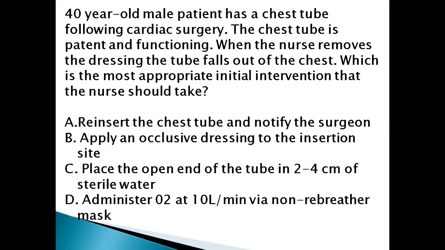So what will be the intervention initially? First, what do they have to do? Option A: reinsert the chest tube and notify the surgeon. Second one: apply an occlusive dressing to the incision site. Option C: place the open end of the tube in 2 to 4 centimeters of sterile water. Option D: administer O2 at 10 liters per minute via non-rebreather mask. Okay, these are the options.